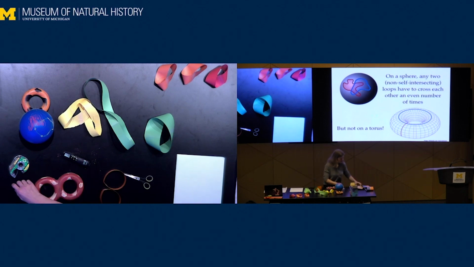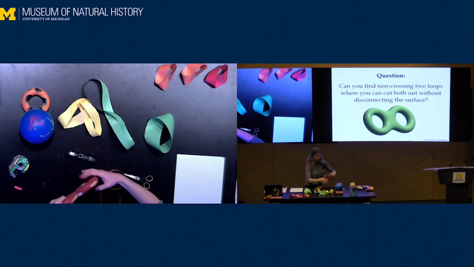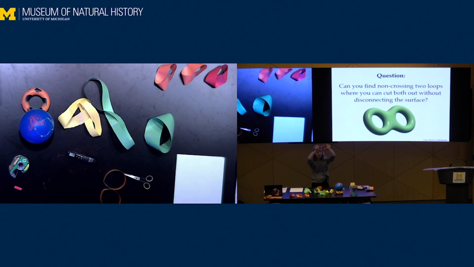All right. And I guess we're going to wrap up in a minute. I wanted to point out a generalization of this question. On a genus 2 surface, this is my genus 2 surface, we can extend this even further. On the genus 2 surface, I claim it's possible to find two non-overlapping, non-crossing loops with the property that you can cut out both of them and still not disconnect the surface.